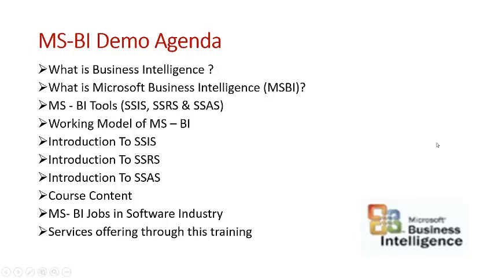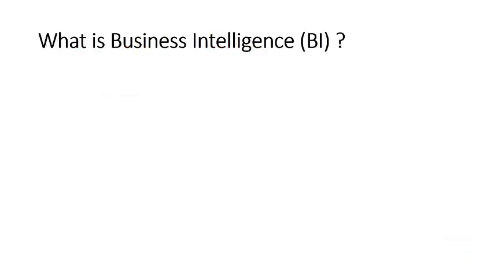To understand the definition of business intelligence, what is business intelligence? We usually call it BI. BI stands for business intelligence. Sometimes people get confused whether it is BA or BI. BA stands for business analyst, BI stands for business intelligence. Both are completely different. Now, what is this business intelligence?